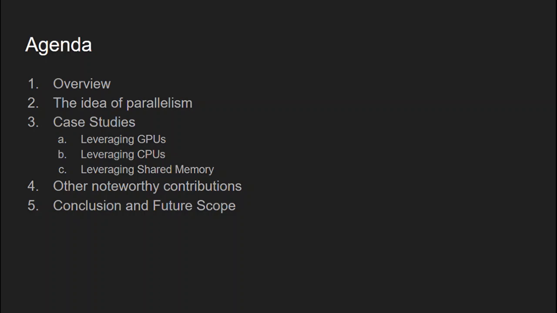This section is further divided into three subsections. First, we see how parallelism on such algorithms is achieved by leveraging graphical processing units or GPUs. Then we see how it is achieved using multi-core central processing units. And finally, we go into shared memory. Next, we will talk about some other contributions that were quite noteworthy in this field. And of course, it shouldn't be missed. Finally, we talked about the conclusion and future scope.